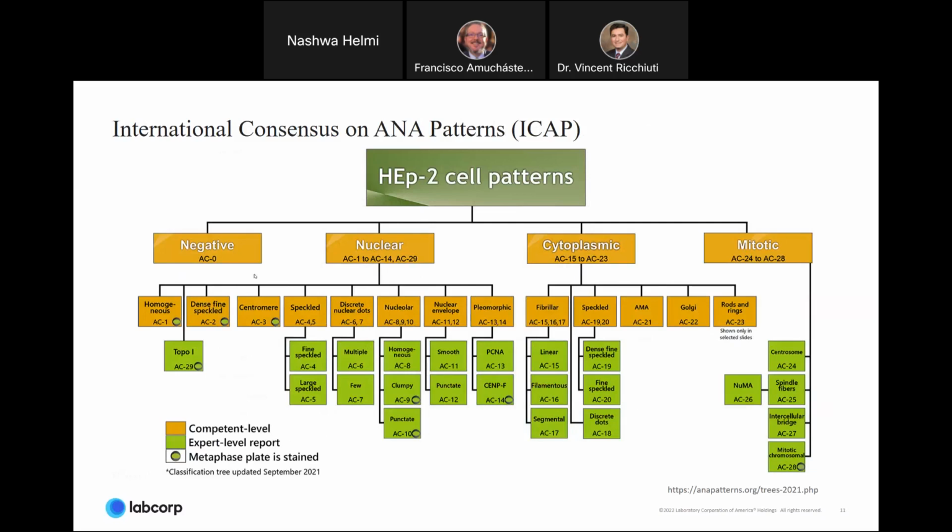I want to indicate that the patterns are named from AC-0 for negative to AC-29 for topo I, and the dense fine speckle is now listed as AC-2. And it has also been indicated that a metaphase plate is stained, which we will see in a minute.